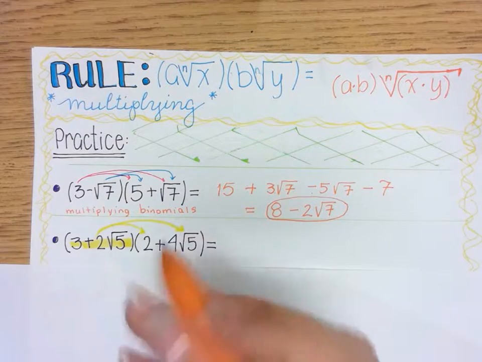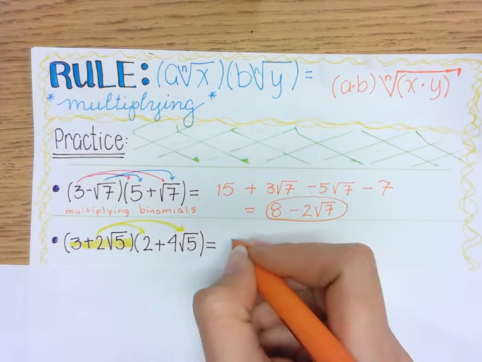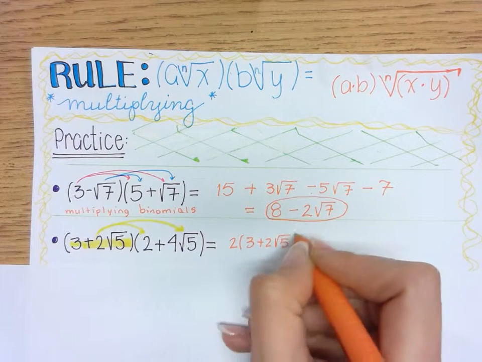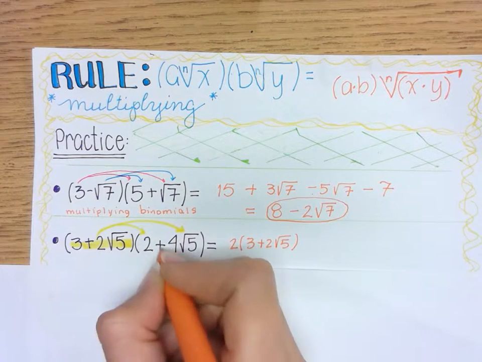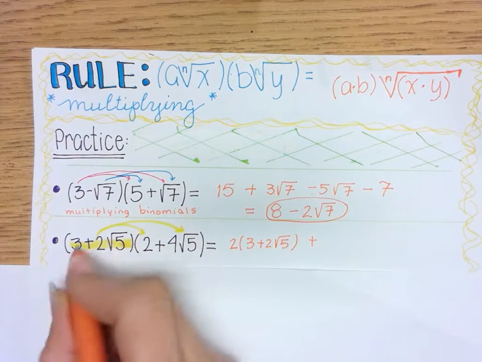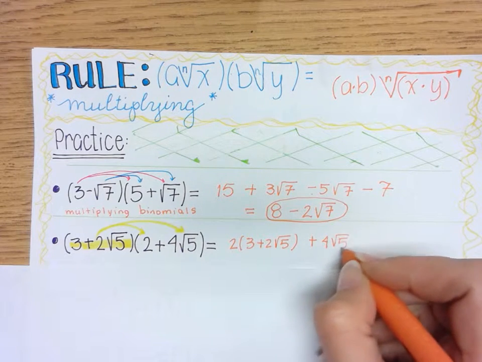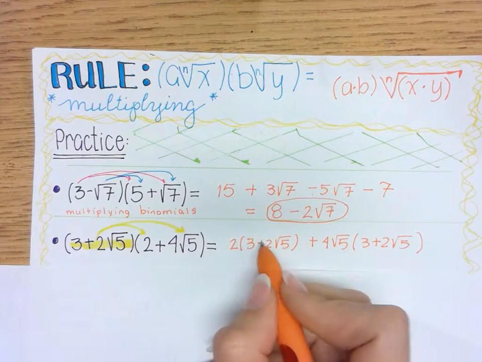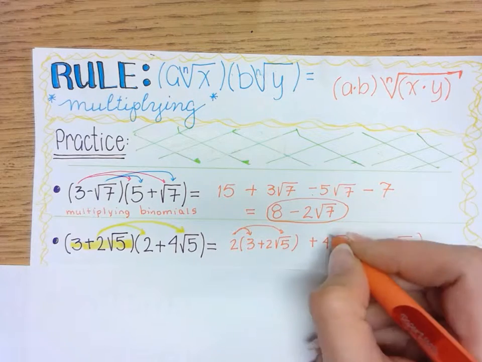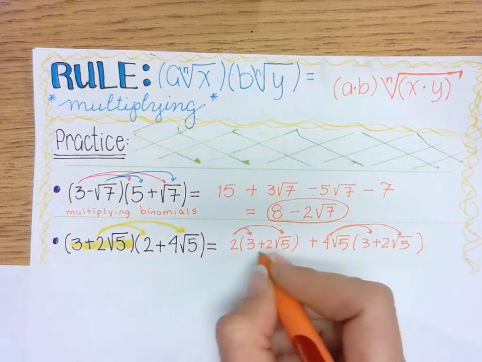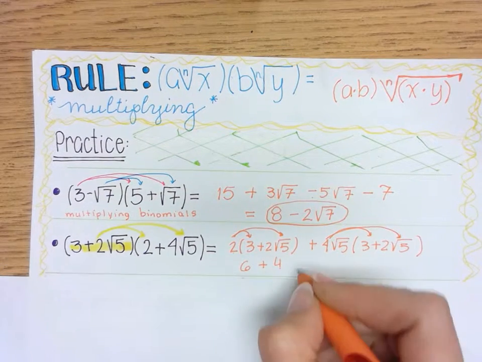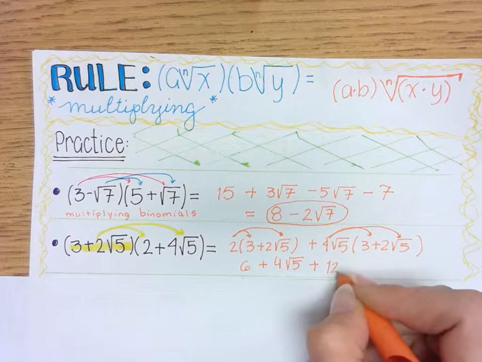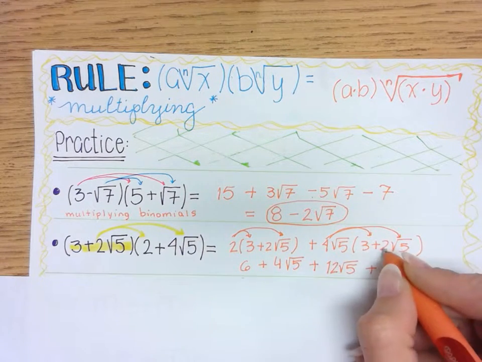Well, what happens? We get this times that. The 2 is there, and it's being multiplied by that whole entire 3 plus 2 square root of 5. And then, that's done, plus sign. This is multiplying by all of this. So 4 square root 5 is being multiplied by 3 plus 2 square root of 5. Well, now what? Well, now I'm going to do my little baby distribution. Do that, and do that, what happens? 6 plus 4 square root of 5 plus 12 square root of 5 plus, what's this going to be?